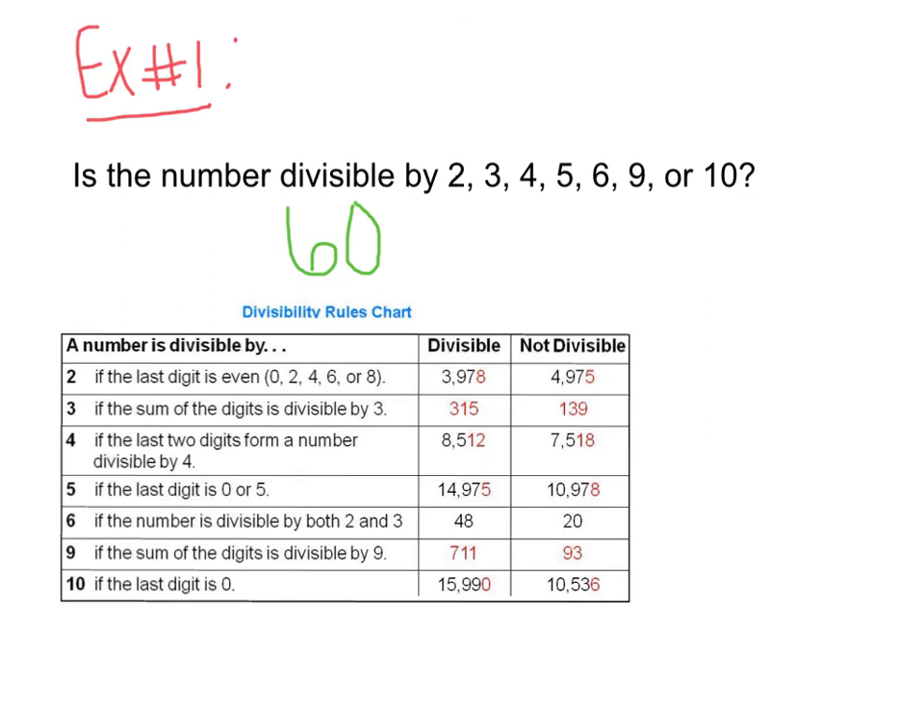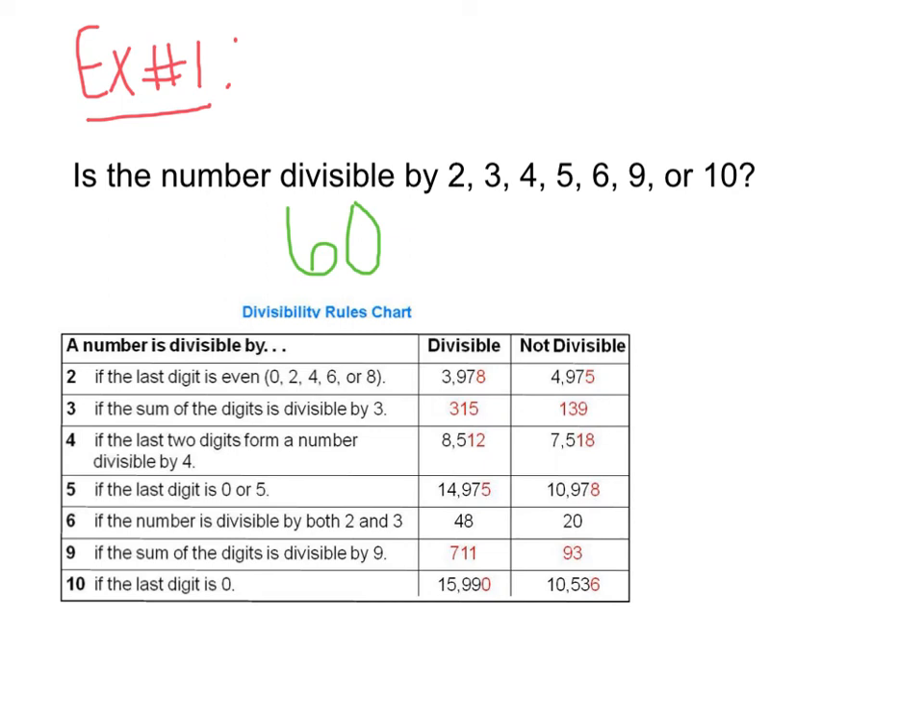Okay, example number 1. We're trying to figure out if the number 60 is divisible by 2, 3, 4, 5, 6, 9, or 10. We're going to look at our rules, go through each rule, and see if 60 is divisible by these numbers. So we're going to see first if 60 is divisible by 2.